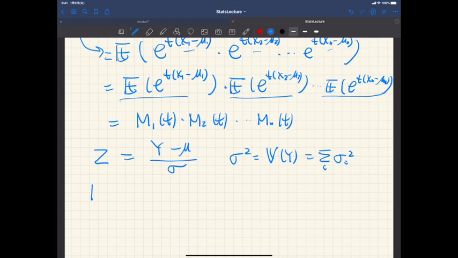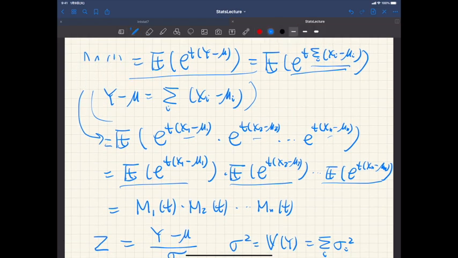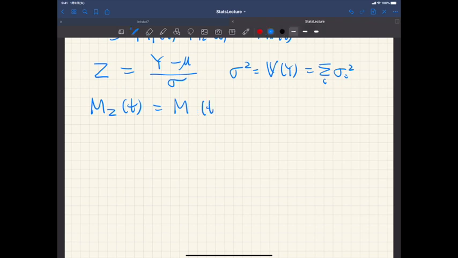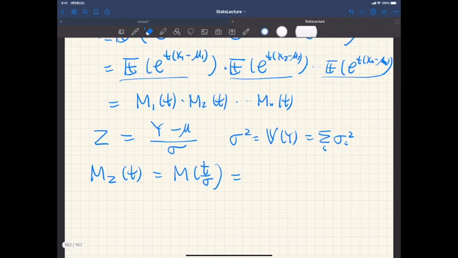So if we want to calculate the moment generating function of z, then that is the moment generating function of y minus mu, evaluated at t over sigma, which is these products. So m1 of t over sigma, m2 of t over sigma, and so on up to mn of t over sigma.